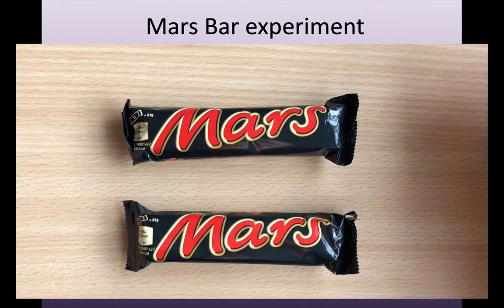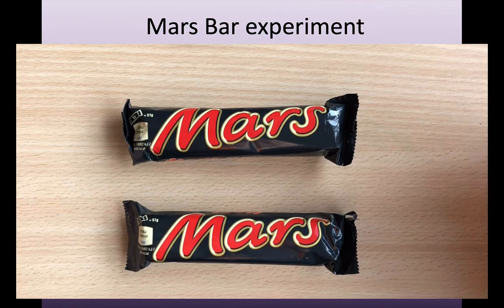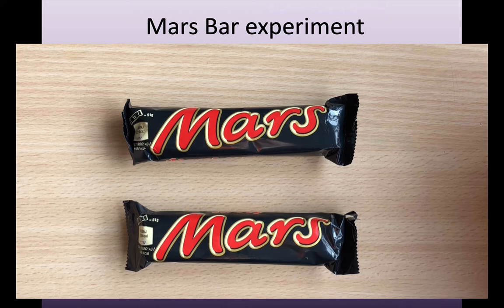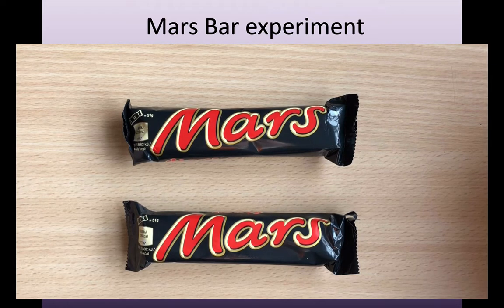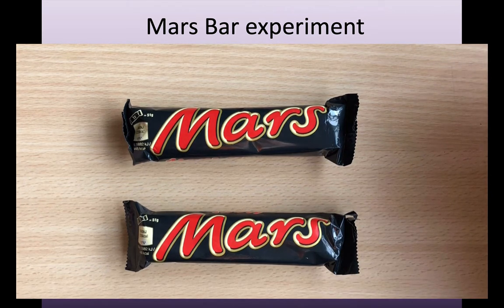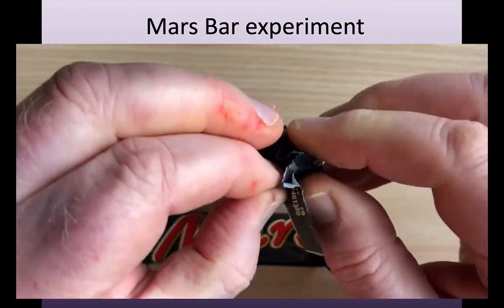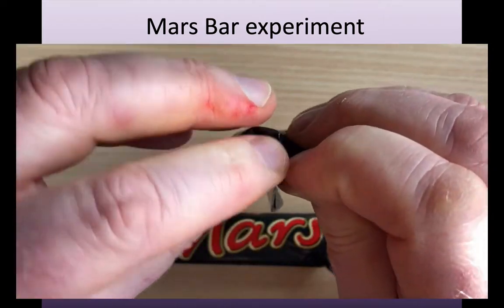A Mars bar is an example of a composite material. There are three different materials that go together to make up a Mars bar. We've got chocolate, we've got nougat, and we've got caramel. What I want to do with this experiment is to put some stress on a Mars bar and see how these different materials actually deform. Let's start with this one.